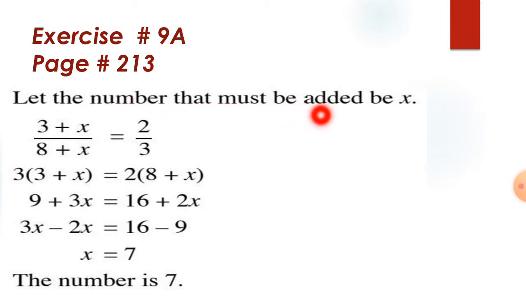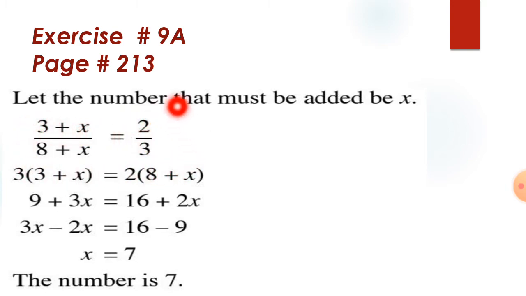Let the number that must be added be x. As I said, that will be a variable, so from the alphabet A till Z, any letter you can take. Over here we have taken x. Now (3 + x) divided by (8 + x). So we have added a number over here. After adding, we get the ratio. The ratio is 2:3, or you can say 2/3.